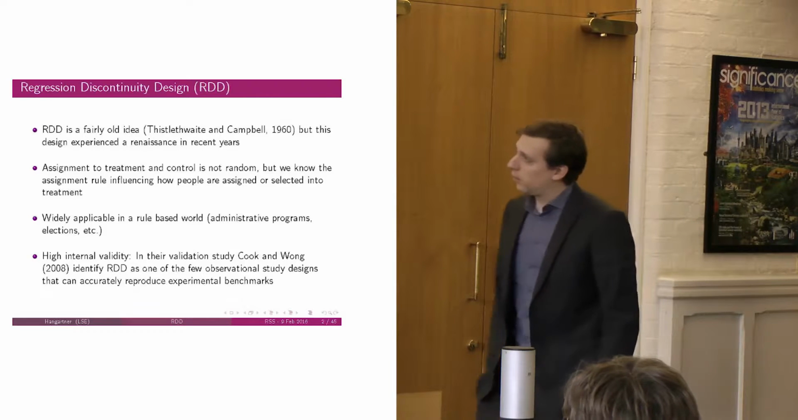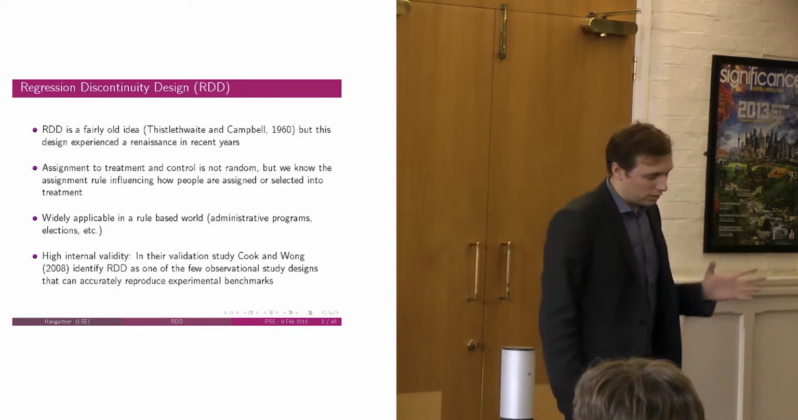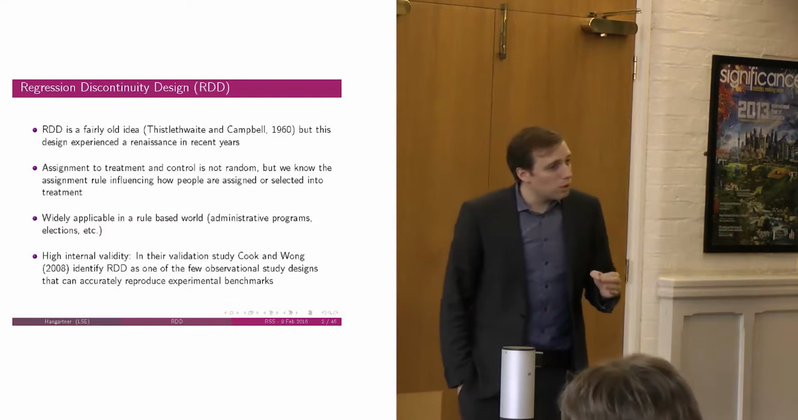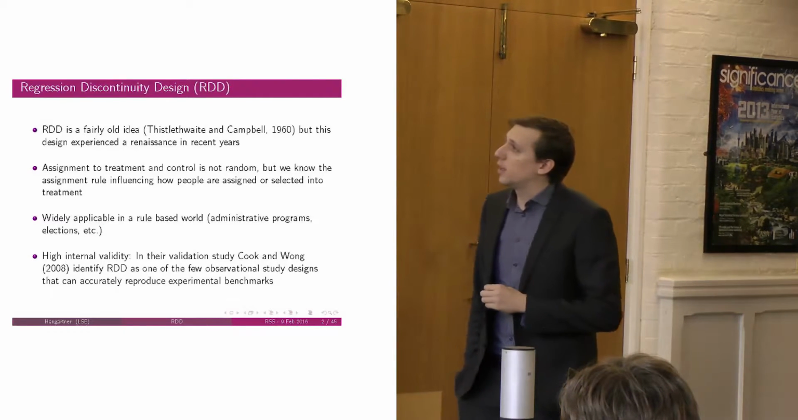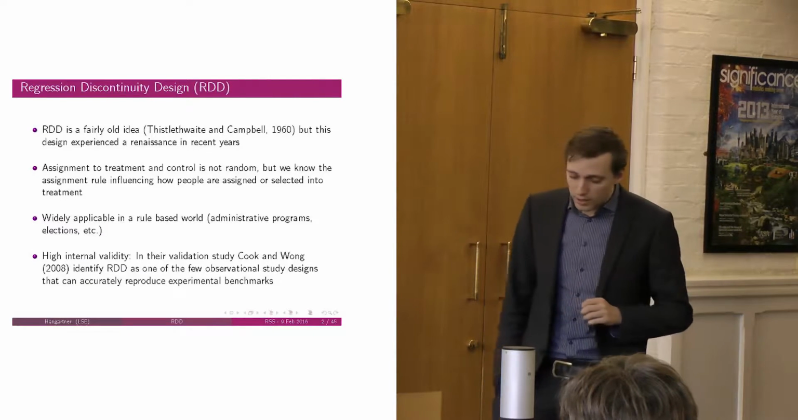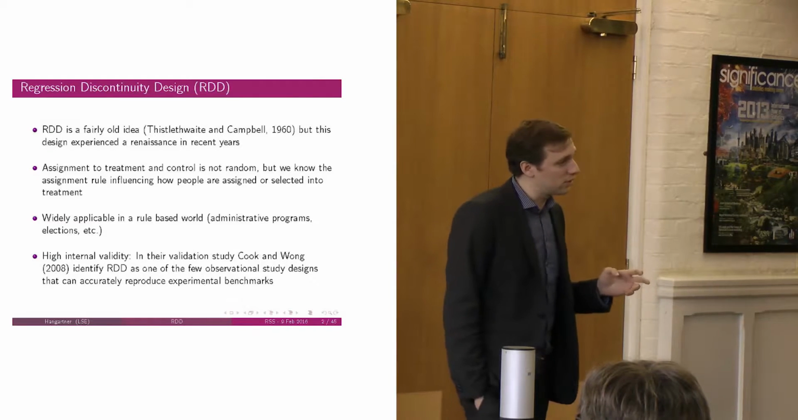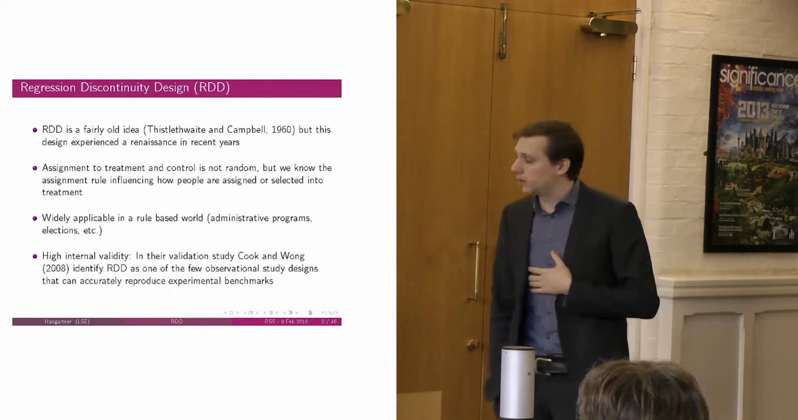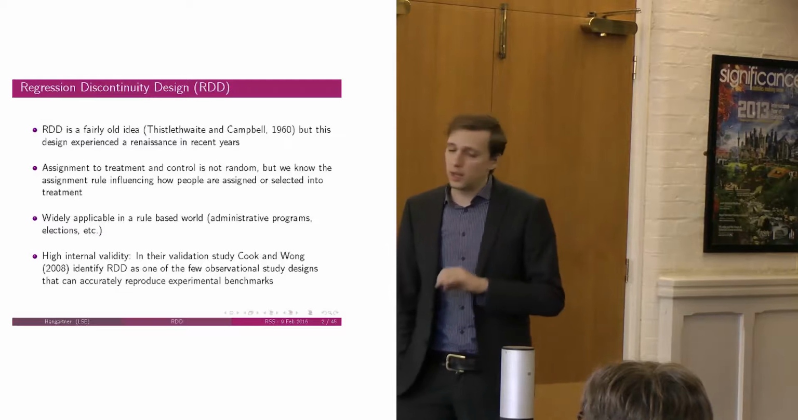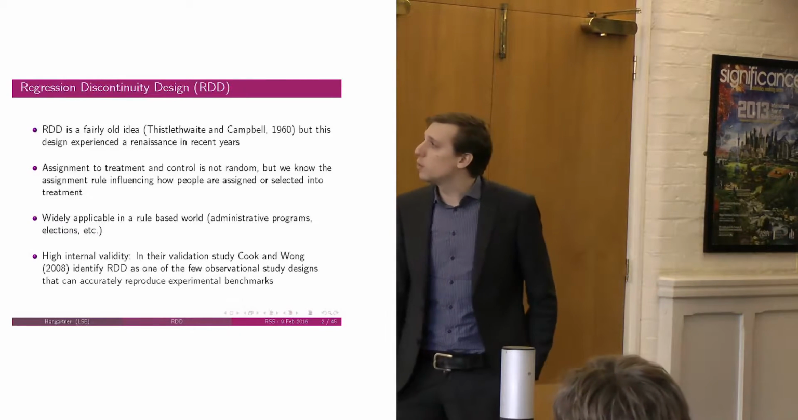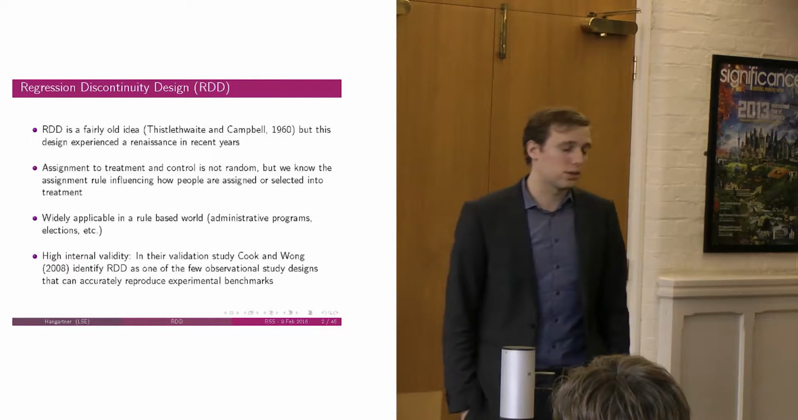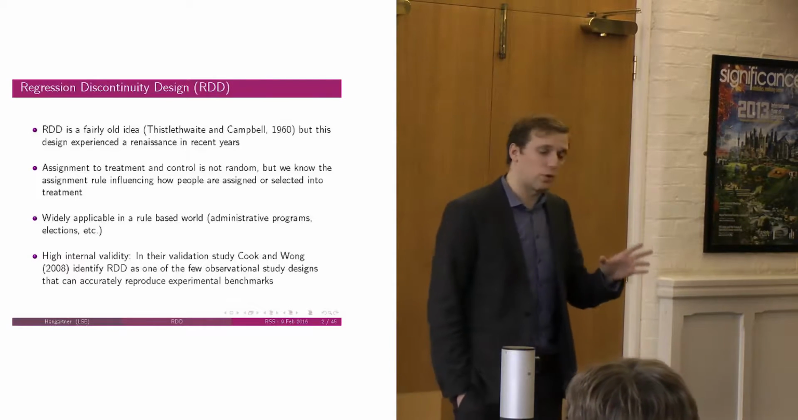So the basic idea is the following: as often in observational, i.e. non-randomized studies, assignment to treatment and control is not random, right? But what we know, in order for the RDD to work, is the assignment rule that influences how people are assigned or selected into treatment or control. It's surprisingly widely applicable in a rule-based world, and I'll give you a couple of examples later on. And under fairly weak assumptions, it has high internal validity. So it's one of the few methods that in replication studies has been shown to identify the actual causal effect in a non-biased way that we would like to estimate, and I'll say more about that in a second.